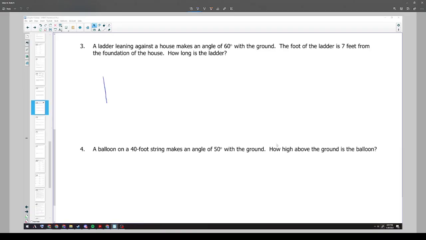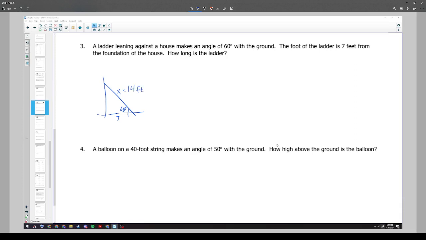A ladder leaning against a house makes an angle of 60 degrees with the ground. So that's like an angle of elevation, even though it's not sight-based, it's basically the same thing. The ladder is 7 feet from the foundation of the house. That means across the ground, it's 7 feet. And we want to know how long the ladder is. So we can actually use special right triangles here if we wanted to. This is our short side, and this is our hypotenuse, so we could just say x is 14 feet.